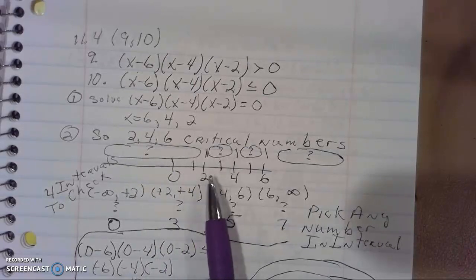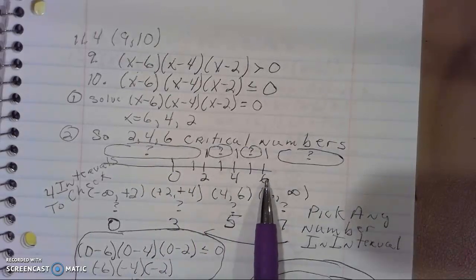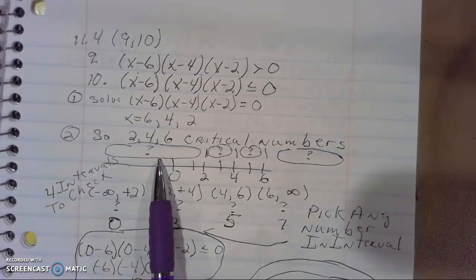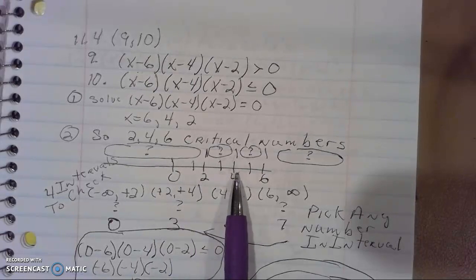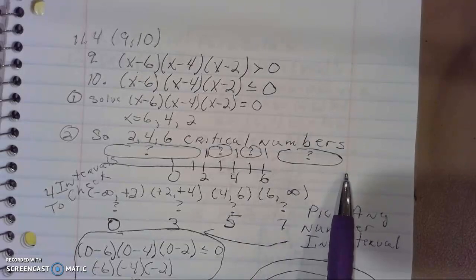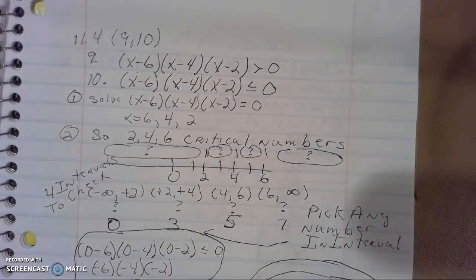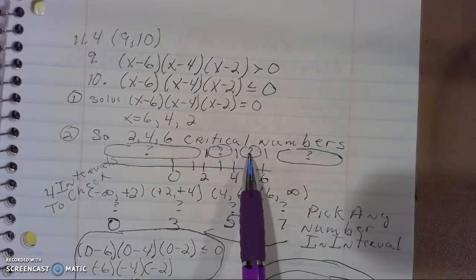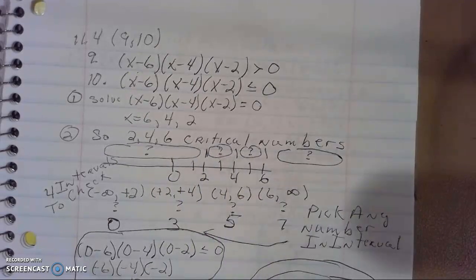And then when you find those three numbers on the number line, it divides your number line up into 4 parts. The numbers to the left of 2, the numbers between 2 and 4, the numbers between 4 and 6, and the numbers greater than 6. 4 different areas divided up because of those 3 numbers. We're trying to find if this area works, or this area, or this one, or this one, or 2 of them, or how many of them work.